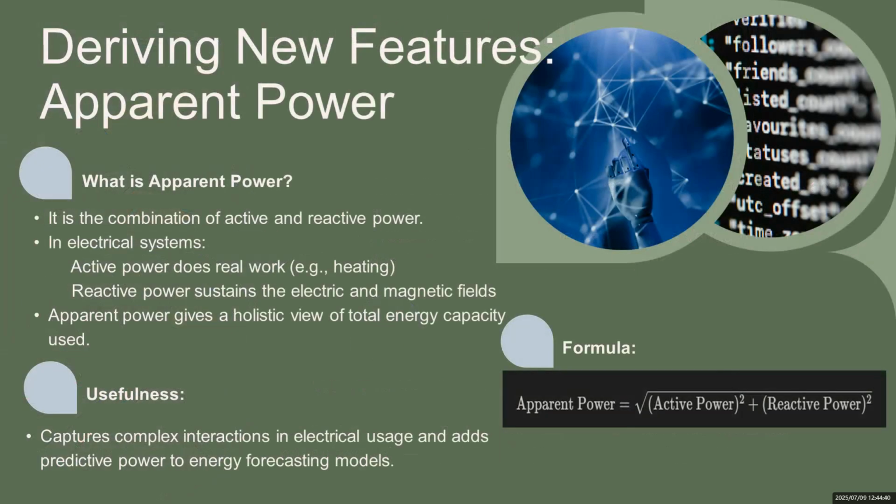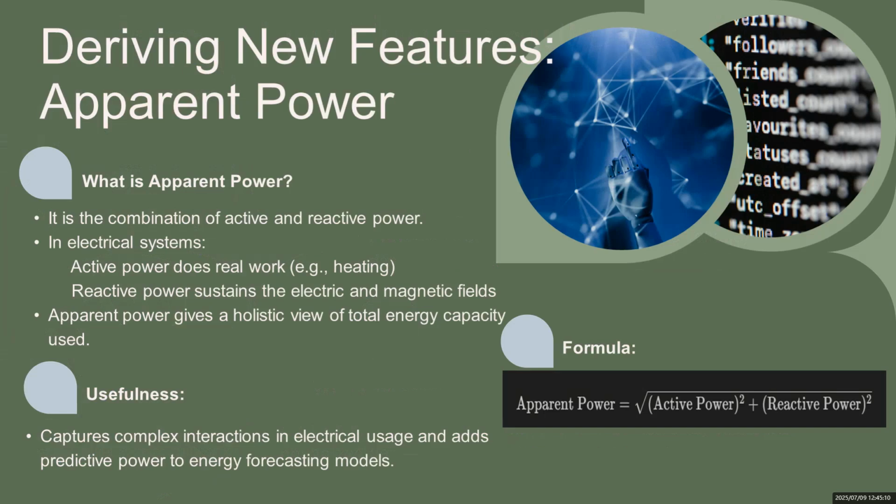Deriving new features such as the apparent power. So sometimes we will need to derive a new feature, which is known as feature engineering, in order to provide more insight into the data and make informed decisions. And then understand users' behavior, which can help us decide on what model is best in terms of training.